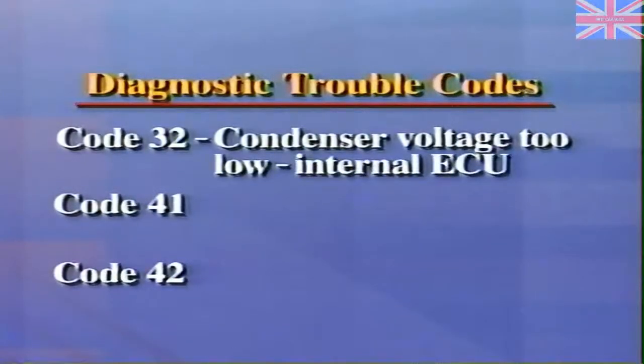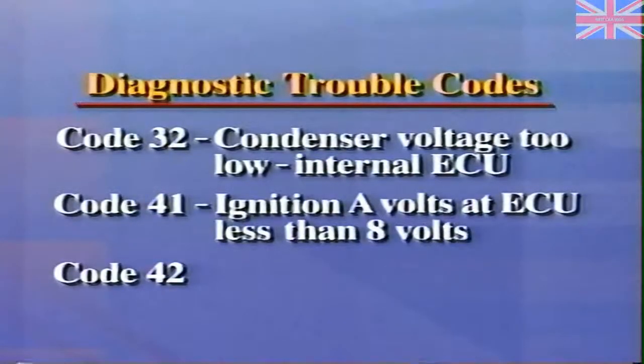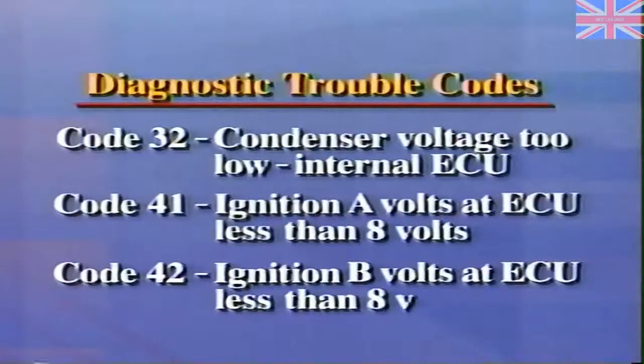The first part of the TSB refers to diagnostic codes 32, 41, and 42. Code 32 indicates the condenser voltage is too low in the SRS diagnostic unit. Codes 41 and 42 indicate that ignition voltage at the SRS diagnostic unit is less than 8 volts. Be aware that these codes could be triggered by low battery voltage. In fact, low battery voltage is a common cause.